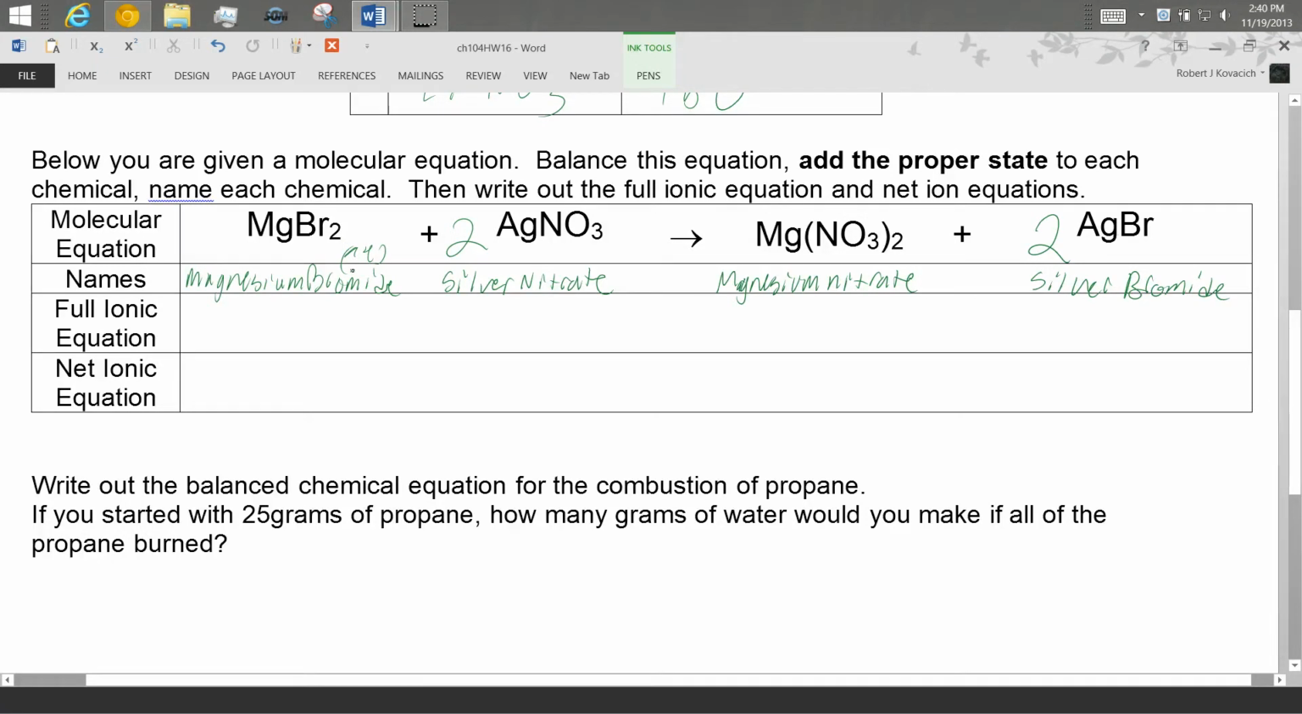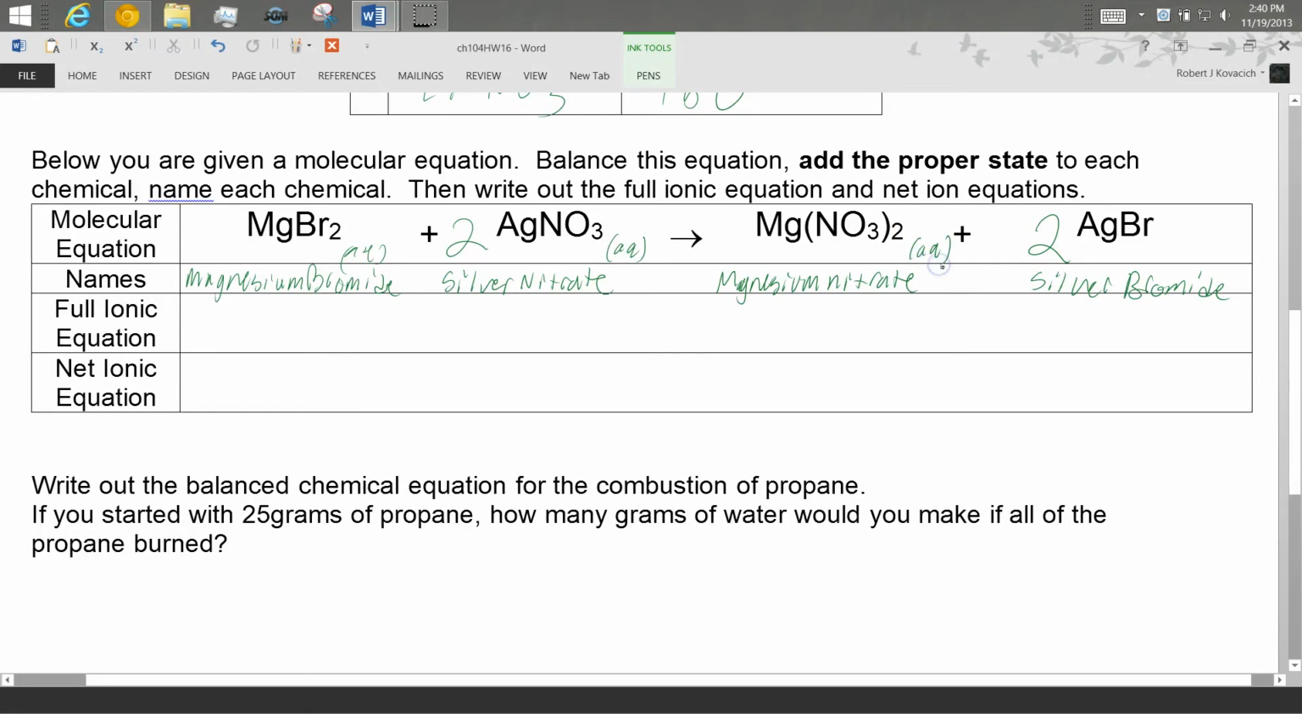And how about the silver nitrate? Solid. No. Why is this one aqueous? What's soluble? The nitrate is soluble. So even though the silver is wanting to be a solid, it's below the nitrate rule, so it gets to be aqueous. And so then on the other side, magnesium nitrate?